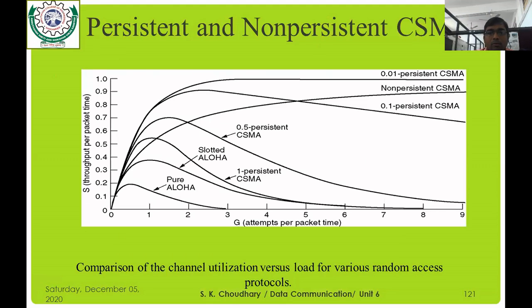Now you have to see the performance of persistent, non-persistent CSMA along with the Aloha. That is shown through this graph. You can also take the screenshot of this. It is very easily understood with the help of this graph between the throughput versus attempts per packet time, that is G.